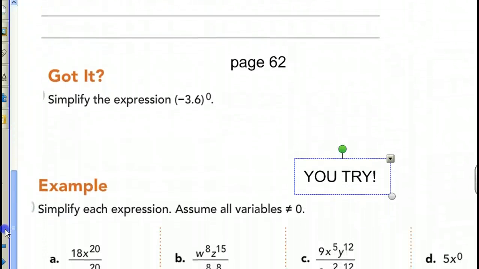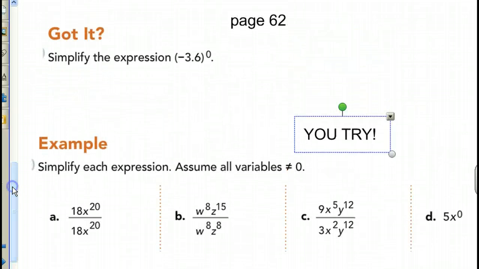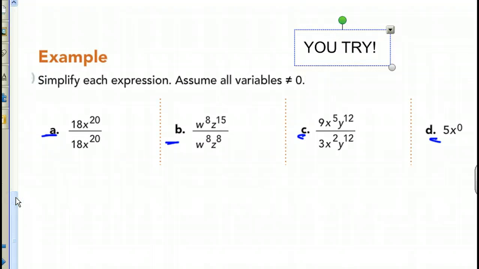We're now going to move on to page 62. Now, if you want to pause here, of course, you have this got it, but you don't have A, B, C, and D written down, and we're going to do the you try. So any moment you want to pause and do the you try, you can. So simplify the expression. Negative 3.6 to the power of 0. Well, we just discussed 3.6 to the power of 0. Anything to the power of 0 is going to give us 1. All right, so now go ahead and pause. And I'm going to work these out, and hopefully you can figure them out too.